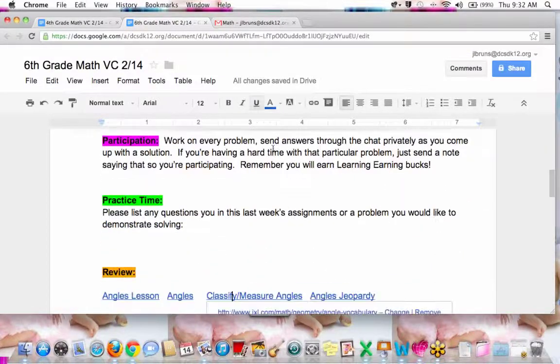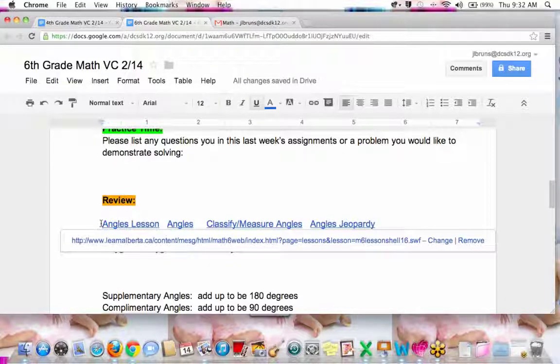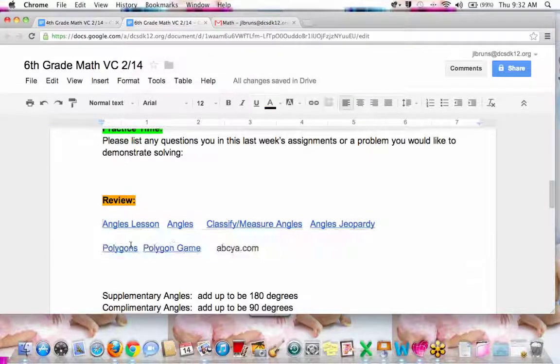Okay, so we have a lot of things that we're going to get to today. Last time that we were all together, we talked a lot about angles. So I'm going to hold off on the angles and come back to that at the end of class and jump into our new stuff, which is polygons and different sorts of shapes. I did add abcyeah.com. Even though it only goes up to fifth grade, it's still a good learning place. Oh, cool. Did you find something on polygons on that website? Yeah.